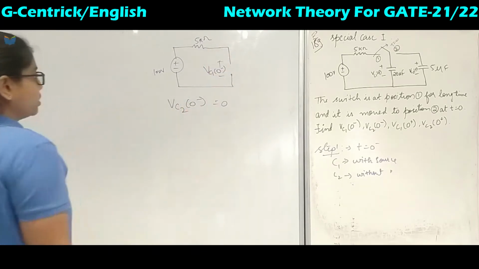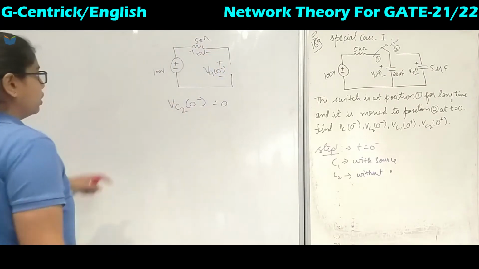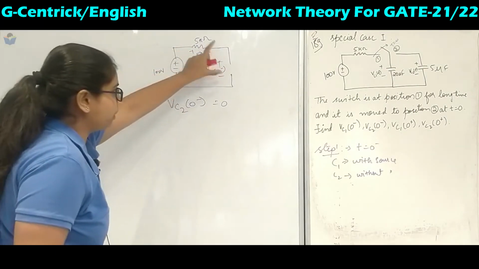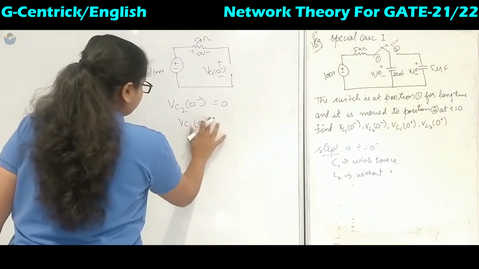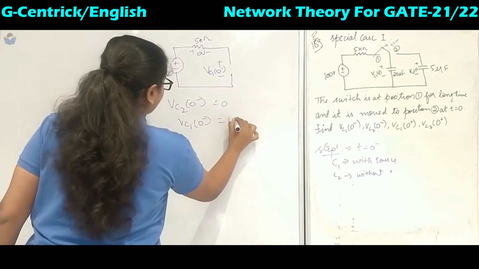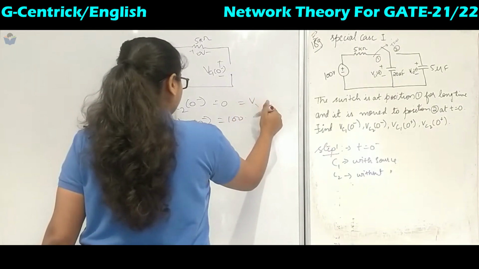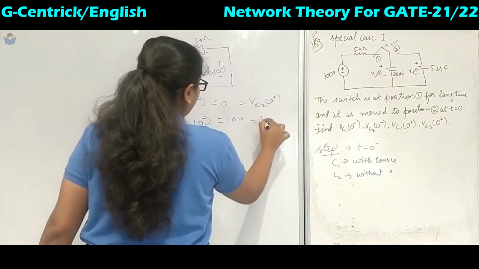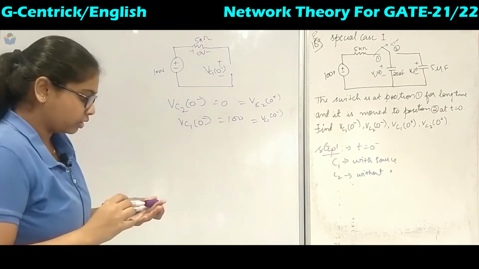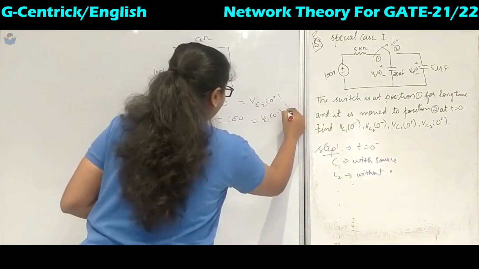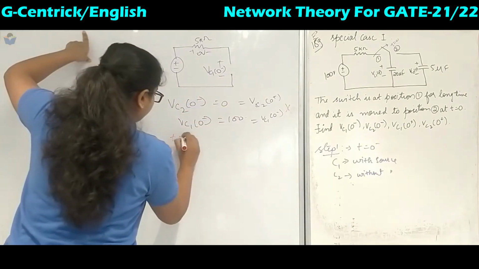So now this is an open circuit. Since it is an open circuit, here the voltage drop is 0 volt. So this voltage source will only appear at the Vc1. So Vc1 of 0 minus will be equal to 100 volt. Okay. So now this will only be equal to Vc2 of 0 plus and Vc1 of 0 minus. So if you do this, then it will be wrong. Okay. It is wrong. That is because now at t equal to 0 plus, we will verify that step.